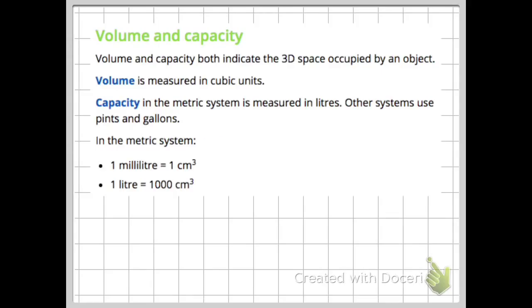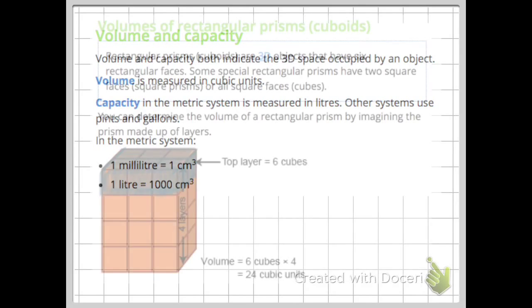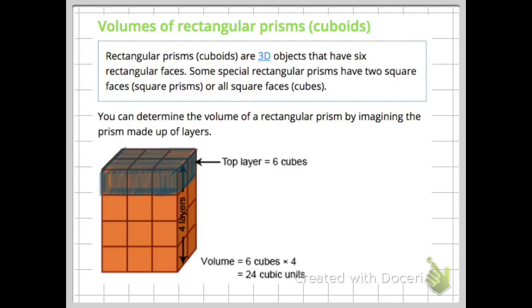We also need to understand the connection between volume and capacity. They're very similar, but capacity normally is used to apply to fluids rather than solids. In the metric system, litres is probably the main unit we use, and 1 litre is equivalent to 1,000 cubic centimetres.